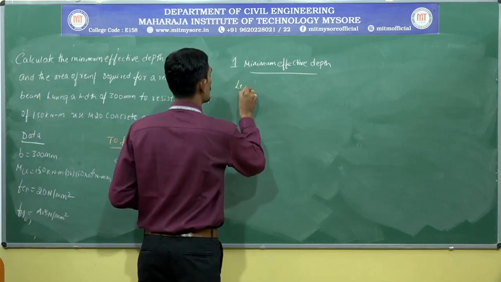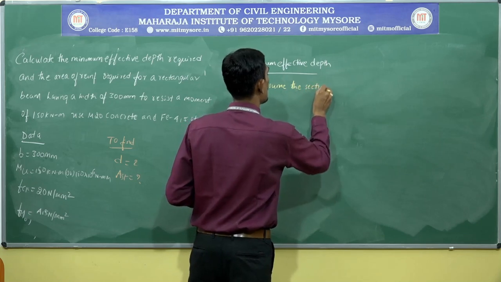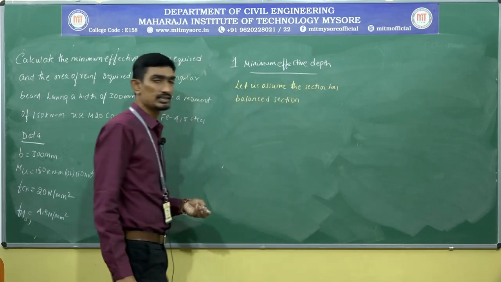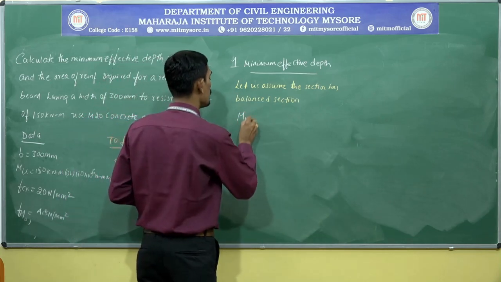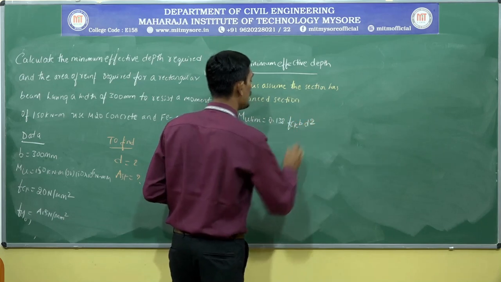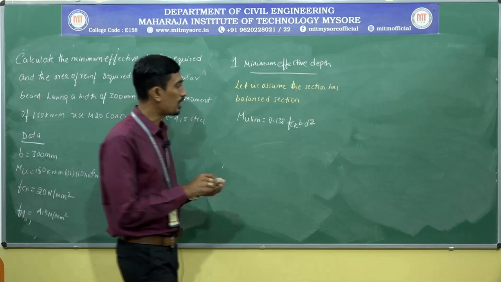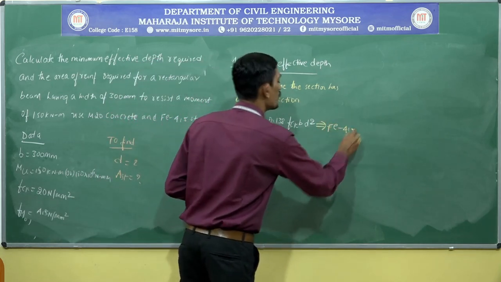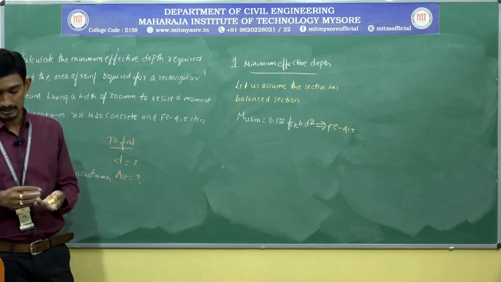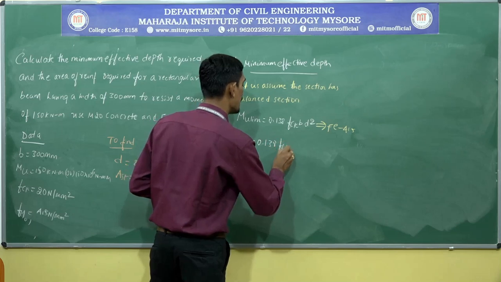Once again, let us assume the section as a balanced section. Therefore, mu lim, once again the same formula, equal to 0.138 FCK into BD square. Is it clear? So this formula holds good once again for Fe415 steel. Is it clear? So now how to proceed with this? Let us consider this mu lim which is equal to mu because it is a balanced section.